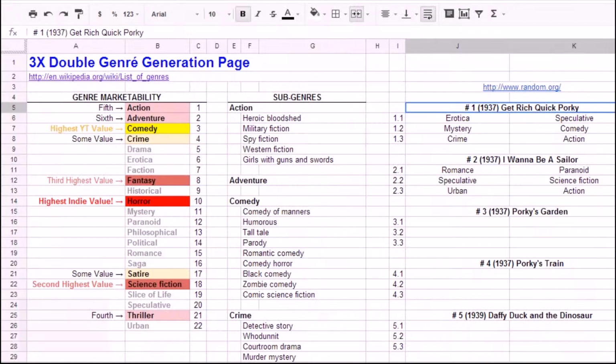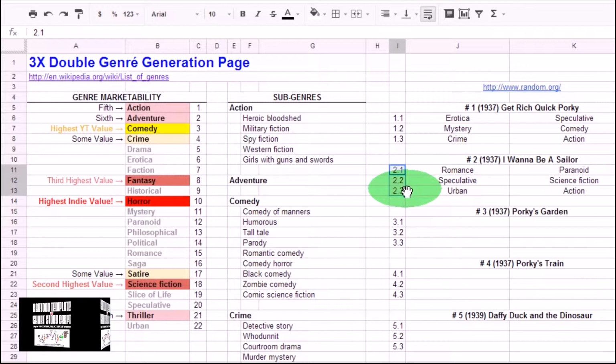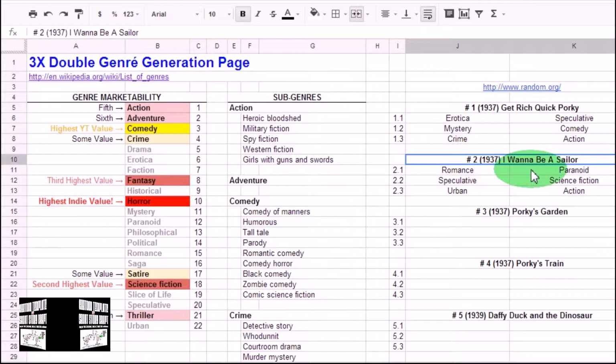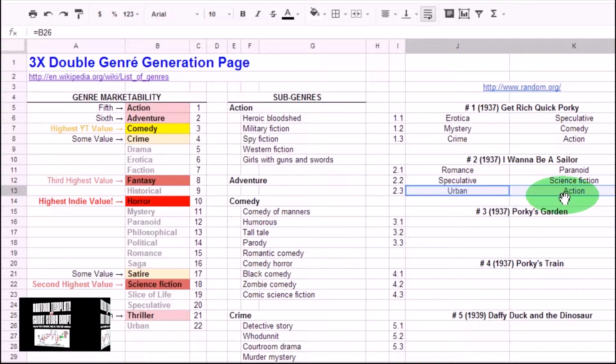At the end of the previous episode, I had generated three random pairings from a list of 22 fiction genres to be applied to three new short stories of varying time and pacing constraints, using the template of I Want to Be a Sailor. Those double genres were romance and paranoid, making paranoid romance, speculative science fiction, and urban action. So let's see how these three short stories turned out.